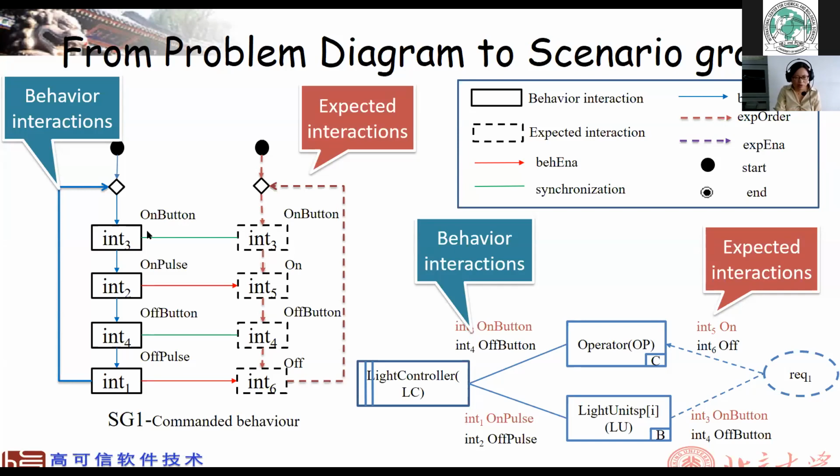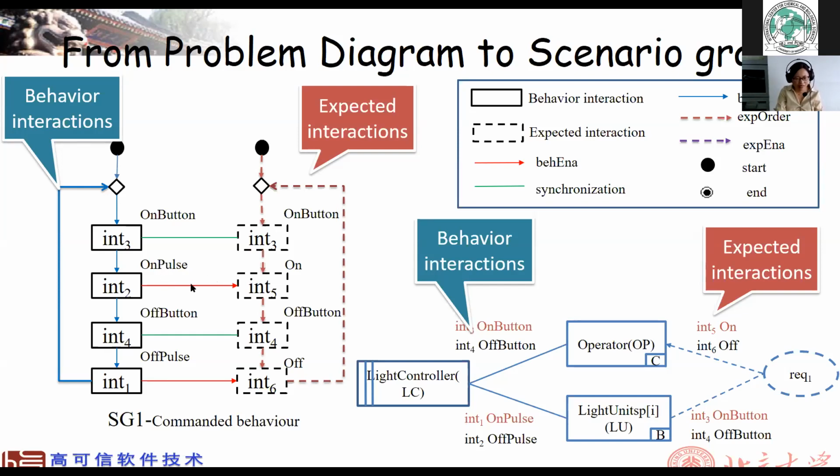They are the same, so of course they are synchronization. And the second is the red line. This red line means they have directions. This is from the behavior interaction to expected interaction. We call this the on pulse enables the on state, which means whenever the light unit receives the phenomenon called on pulse, then it will be on.